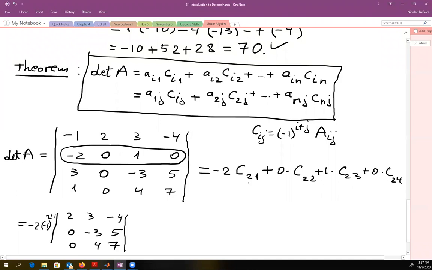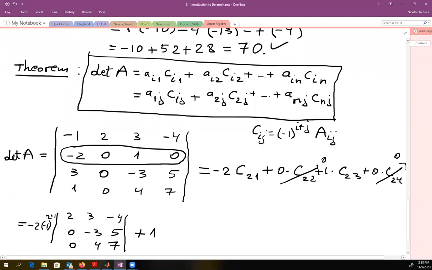So that means 3. Okay, now the other one, I don't really care. I mean, this one is 0, so I'm not going to write it. The other one here is also 0. And the one which is left is plus 1. Again, you see the signs alternate, because you have -1 to the i plus j.